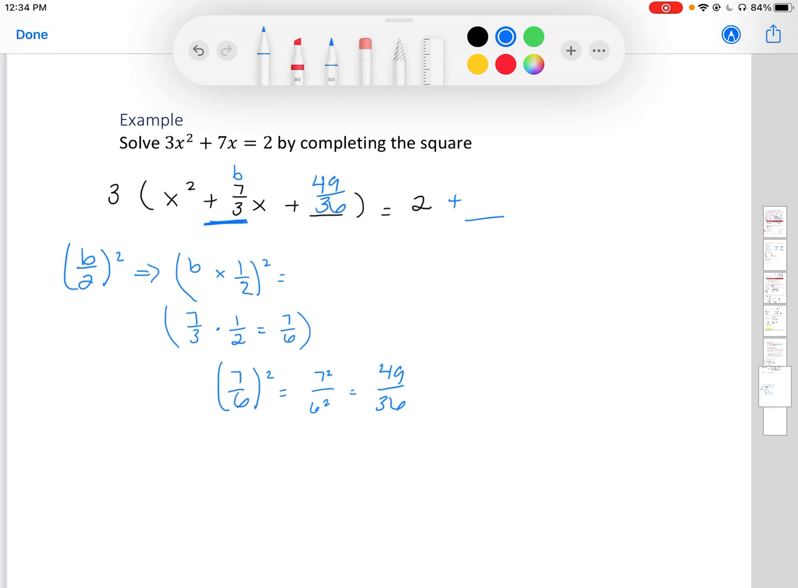But to write it on the other side as well, I have to multiply it by the number in front. I always say think of it as asking permission to go out with your friends. So we need to multiply it by 3. So let's do some work. 49 over 36 times 3. Well, 3 goes into 36 twelve times. So we're left with 49 over 12.